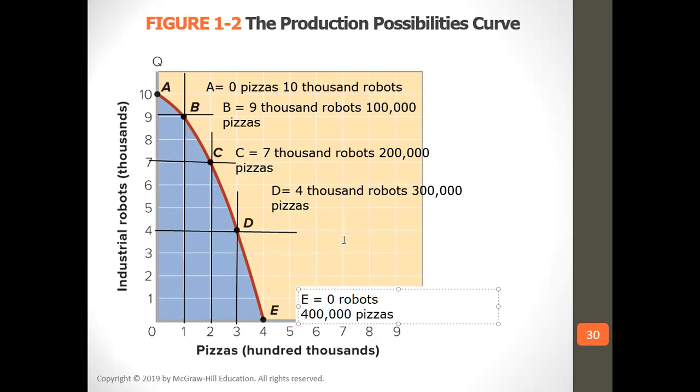Great job. Excellent. So using a vertical line and a horizontal line is a good way to visualize what number would be for robots, what number would be for pizzas. Because some of it looks kind of like an optical illusion, so just pinpoint what the numbers are. That's a good strategy for any assessment.